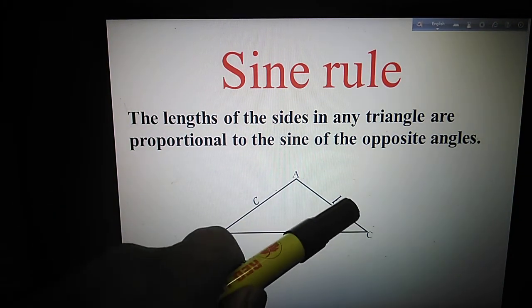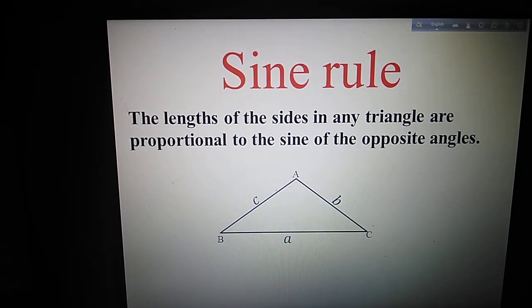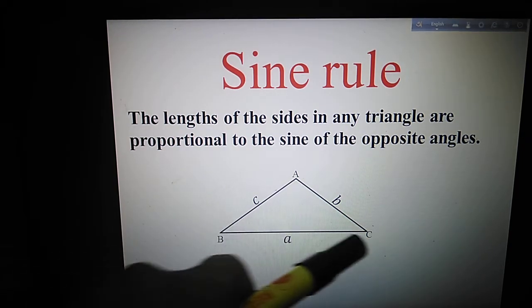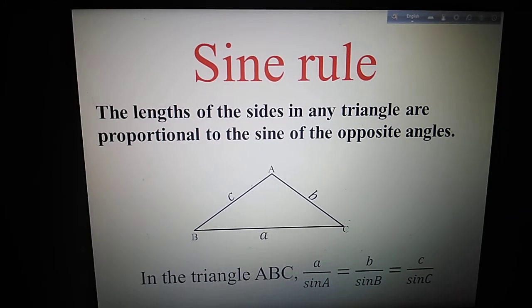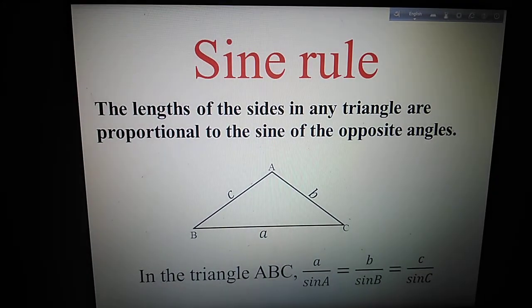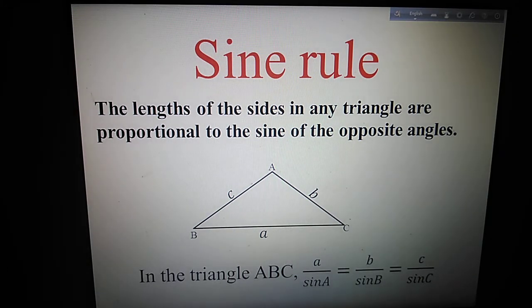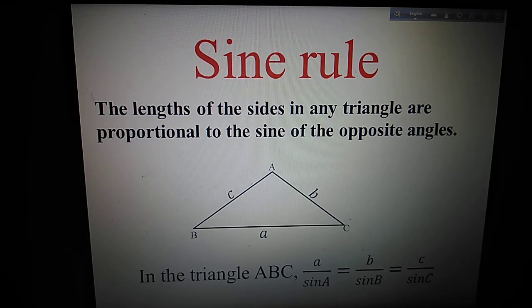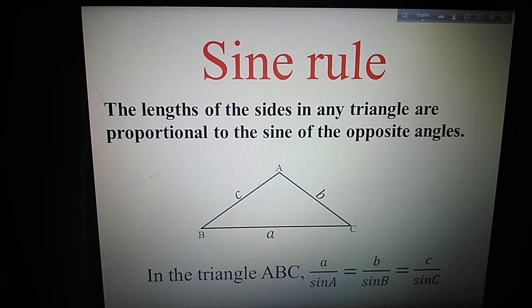Similarly, it is talking about side b and its opposite angle, that means sine B, and similarly c and sine C. So they are proportional. That means a by sine A is equal to b by sine B is equal to c by sine C. The ratios a by sine A, b by sine B, and c by sine C are always equal. Okay, going to the next slide.